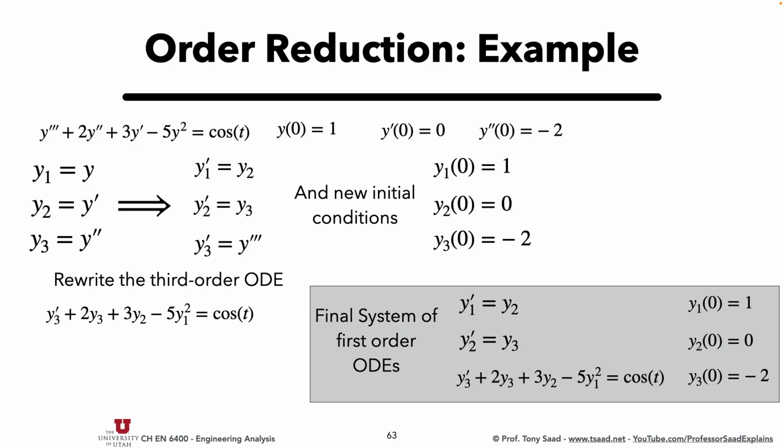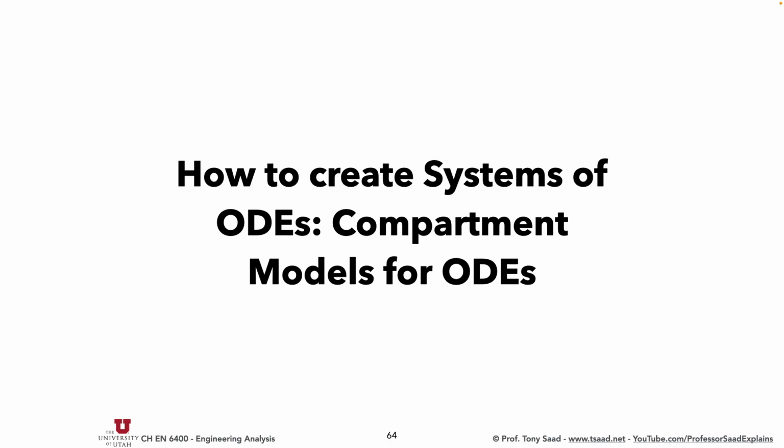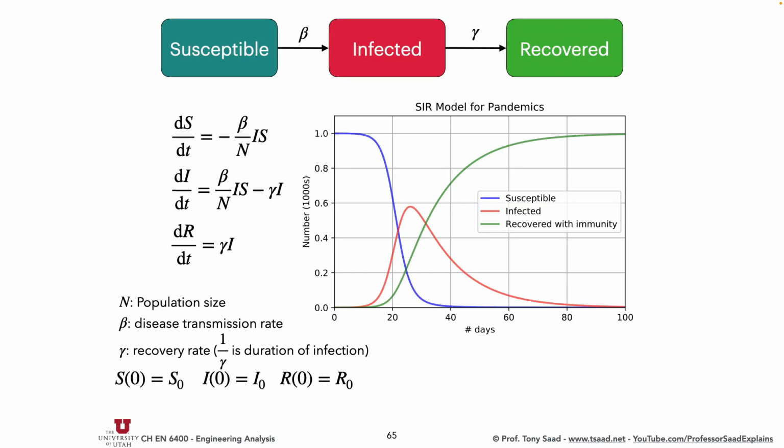Now, the next thing I want to discuss is how we can build systems, so I can solve any one of these systems. Let's actually solve a more interesting system. The next way to create systems of ODEs, or where they arise from, is by using some principle of conservation. I like to call it compartment models for ODEs. So this would work for kinetics, and it can work for other things as well.